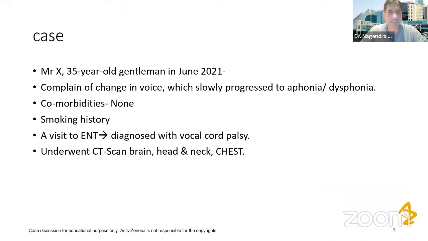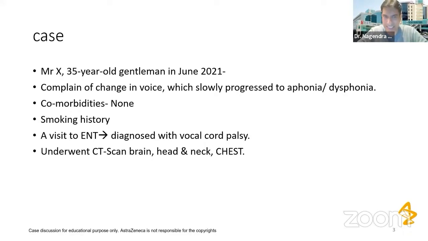I will present a case in which Mr. X, a 35-year-old gentleman, in June 2021, was evaluated for complaints of change in voice, which slowly progressed to aphonia and dysphonia. He was not having any comorbidities, he was a chronic smoker. Initially, as in routine clinical practice, the majority of patients with these complaints will go to the ENT specialist first, and they diagnosed that the patient was having a vocal cord palsy.